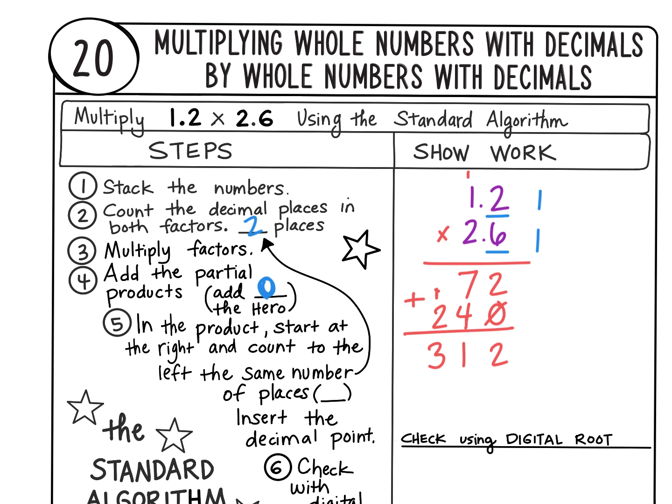Now in my product, 312, I'm going to start at the right and count to the left the same number of places that I counted in my factors before I started multiplying. How many places is that? 2 total places. So I'm going to start here, go back 1, 2, and insert the decimal point right here.